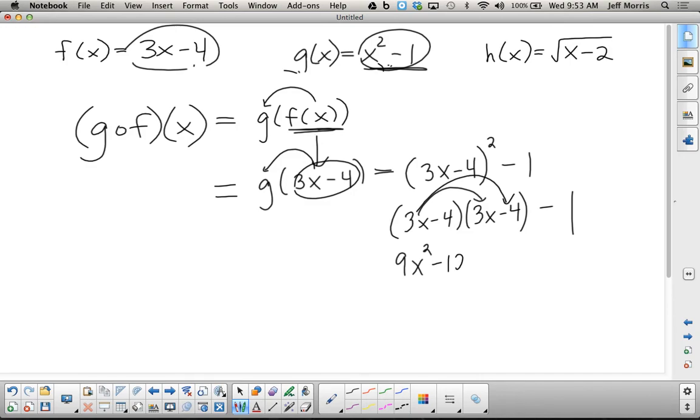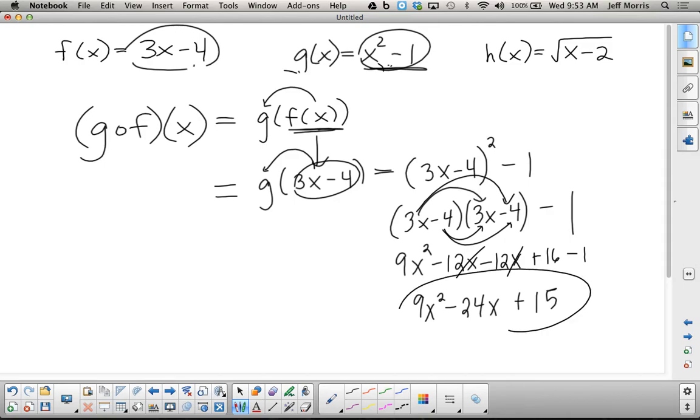Minus 12x. Some of you will figure out all you have to do is double this because it's going to be the same thing twice. Minus 12x. And then what? 16. Plus 16. Minus 1. So we end up with 9x squared minus 24x plus 15. There's your answer for g of f of x. So don't goof it up. All right? We okay with that?